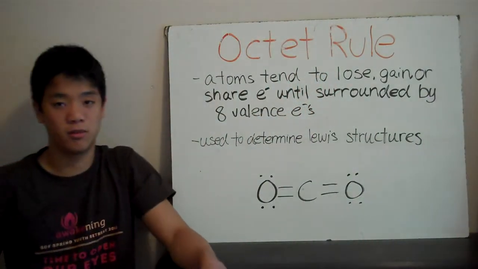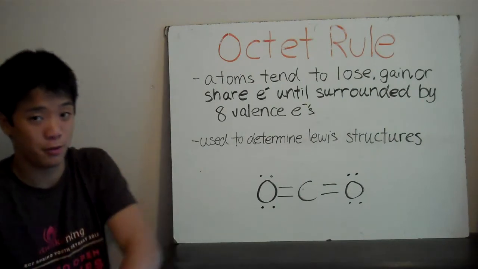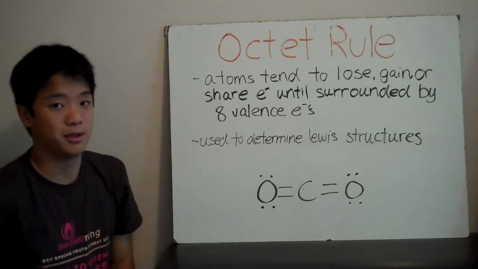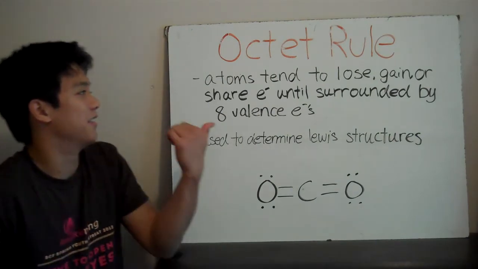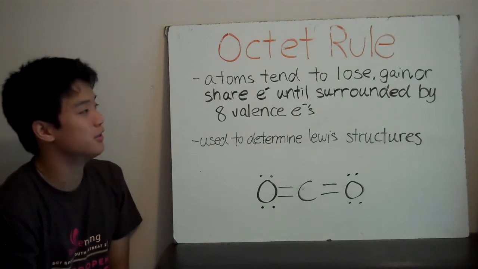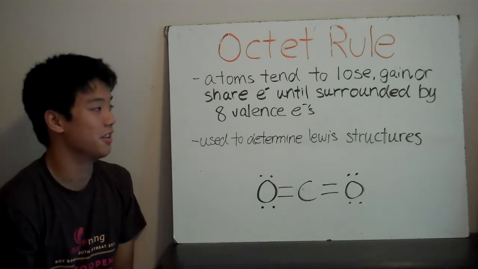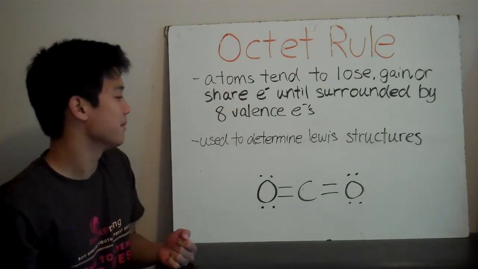So since we've already discussed formal charges, let us talk about another rule that helps us determine reasonable Lewis structures, and that is the Octet Rule. Based on its name, the Octet Rule just means that atoms tend to lose or gain or share electrons until they are surrounded by 8 valence electrons. That's why it's called octet.